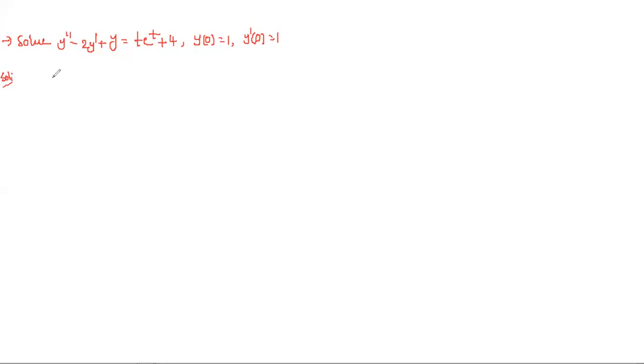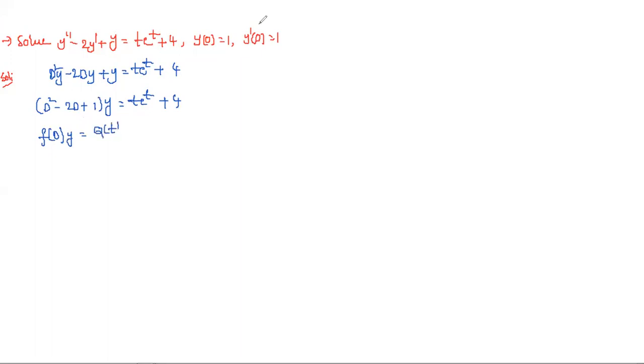That is nothing but D square y minus 2Dy plus y is equal to t e power t plus 4. Which one is common in that? y is the common one, so take y as common. Then (D square minus 2D plus 1) into y is equal to t e power t plus 4, which is of the form f of D into y is equal to Q of t, not in x, in terms of t. Now here f of D is this one.